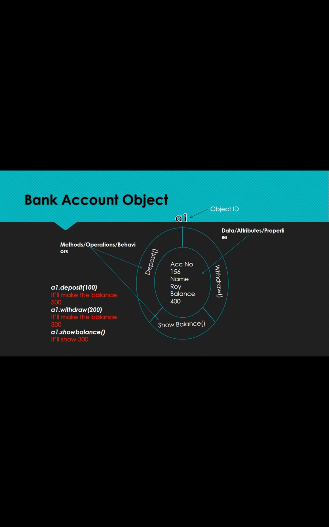That one object is what is represented by this ID. The object A1 is what is displayed here. Okay, so the object ID is A1. Am I clear? I hope this is clear.